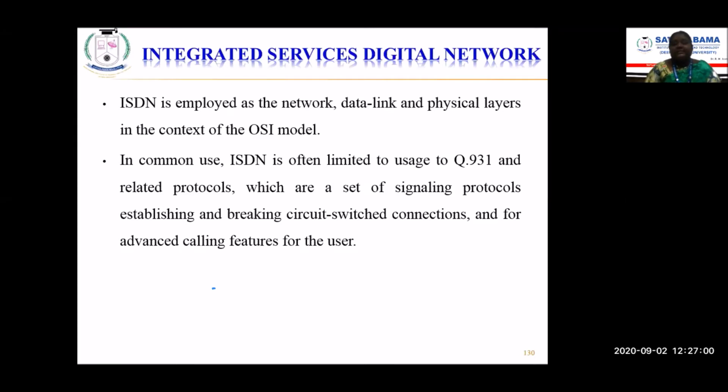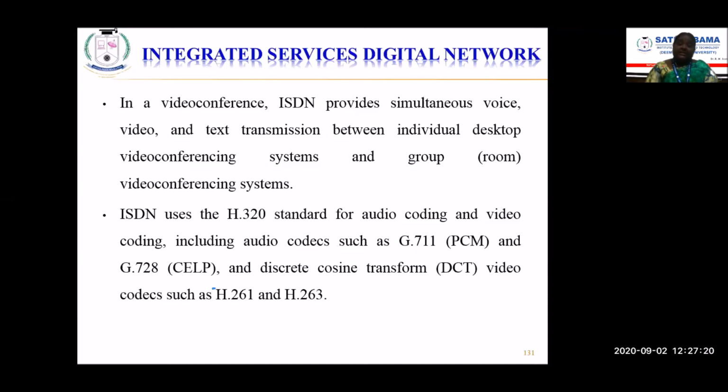In common use, this ISDN is often limited to the usage of Q.931 and related protocols. Also, circuit switched connections, as well as some advanced calling features, are available in case of these ISDN services. And also we are able to establish video conferencing. Many of the companies, if they wanted to talk to the project people and the client, will be making use of this video conferencing. Nowadays we have Zoom tools and so many other applications. Only now has it evolved. Previously they were making use of these ISDN lines for making video conferencing calls using the same telephone network.